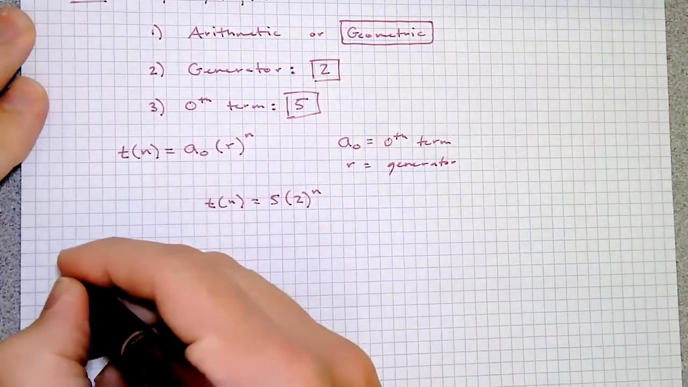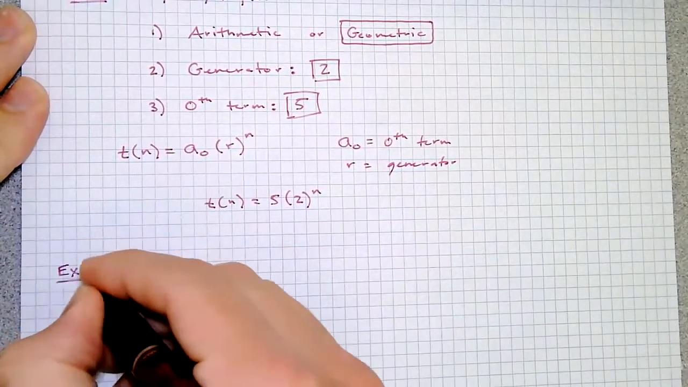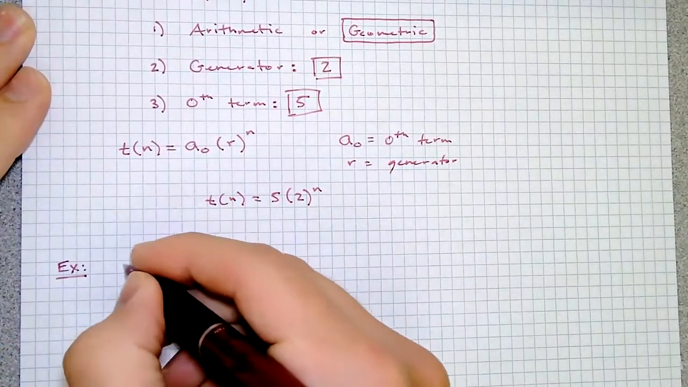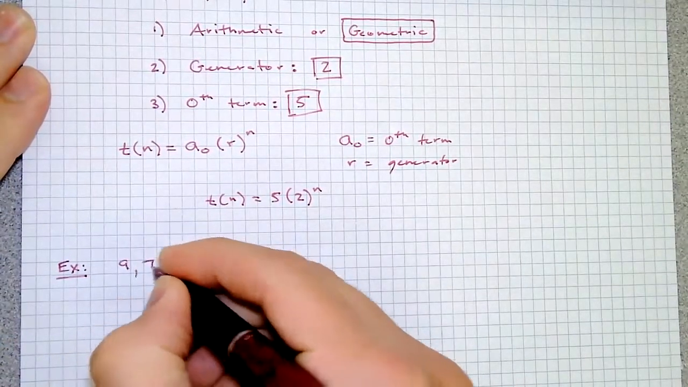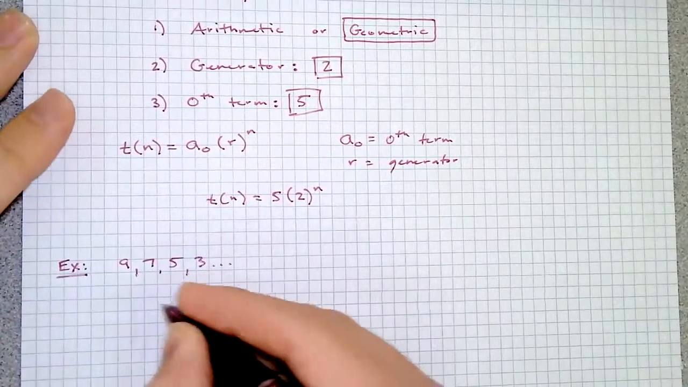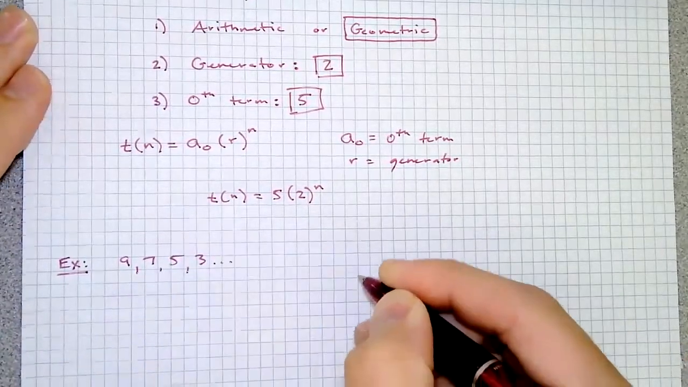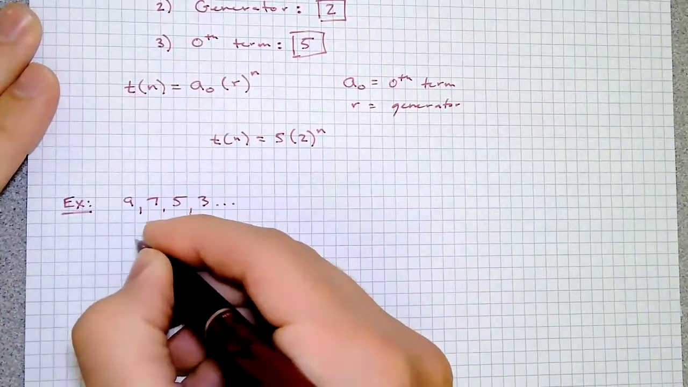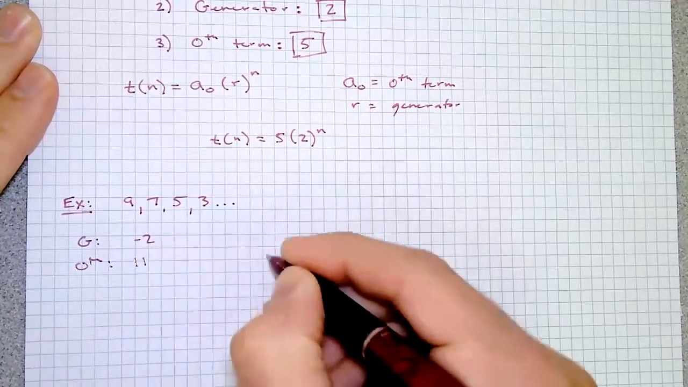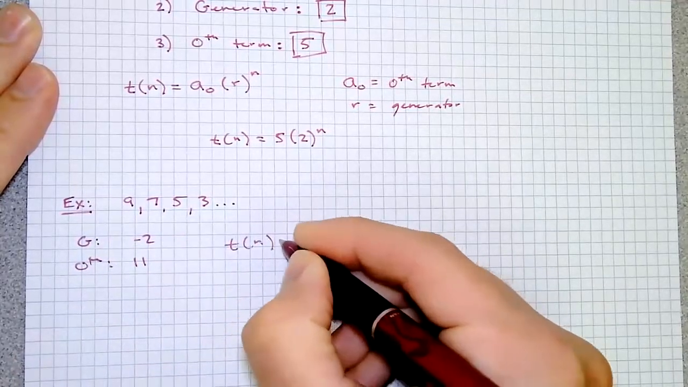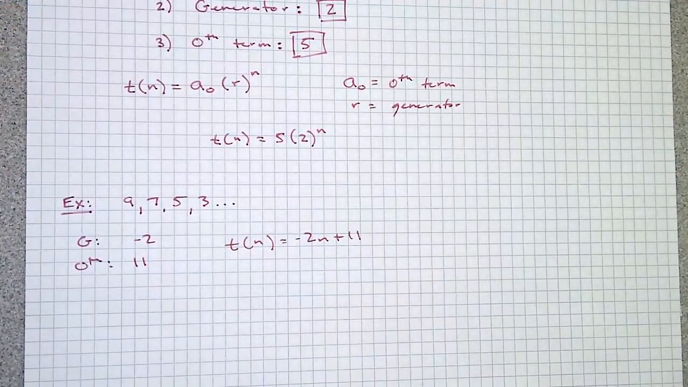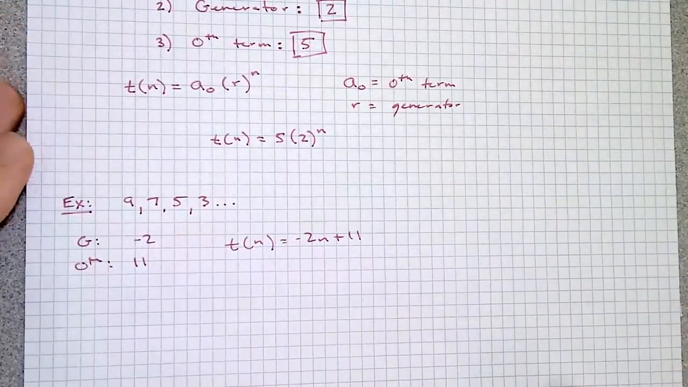Okay, so let's say we had 9, 7, 5, 3, dot. Okay, we identified it as arithmetic. We know we're subtracting 2 each time as our generator. Our 0th term was 11. So we have T of n equals negative 2n plus 11. So let's say you were asked, given the sequence, what is the 20th term?